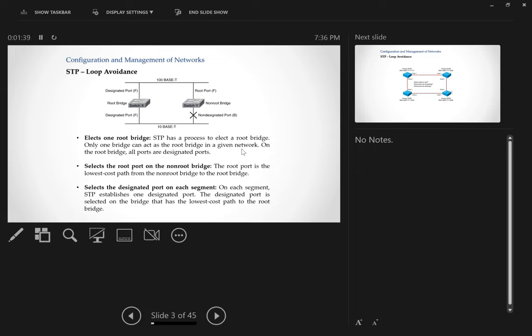Okay, so mathematically a spanning tree in a graph is a single tree that spans all nodes. So it has a root and it reaches every node of the graph. Okay? And it gets rid of every loop because a tree does not have loops. Okay. So STP has a process to elect a root bridge.